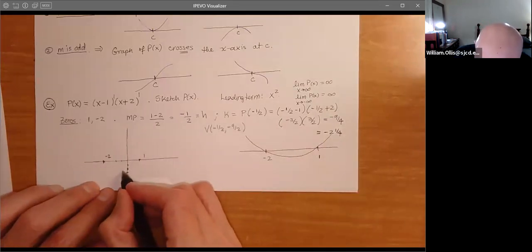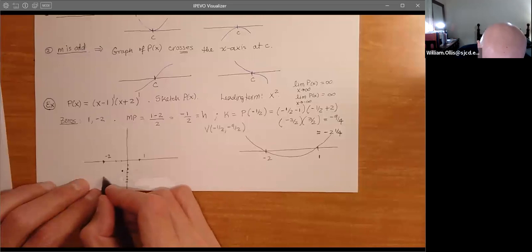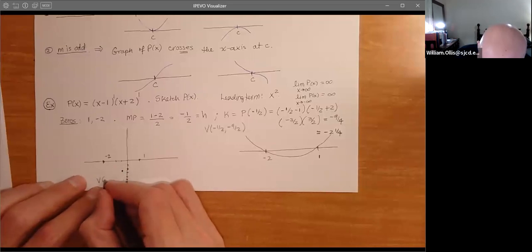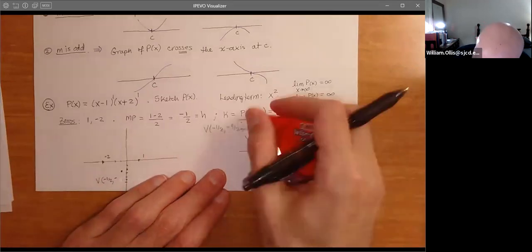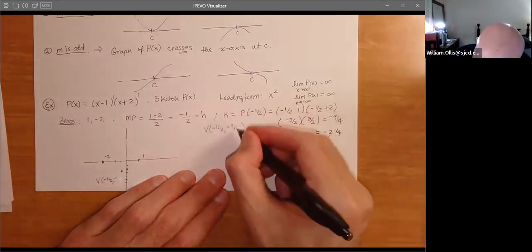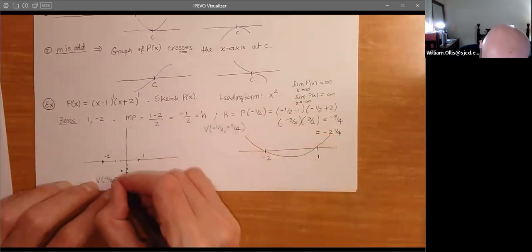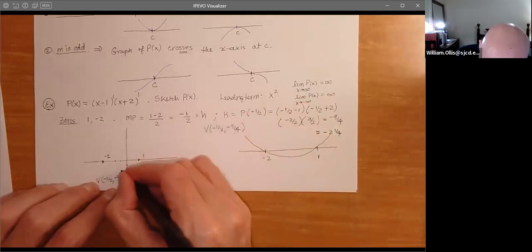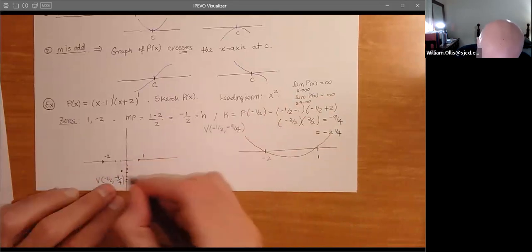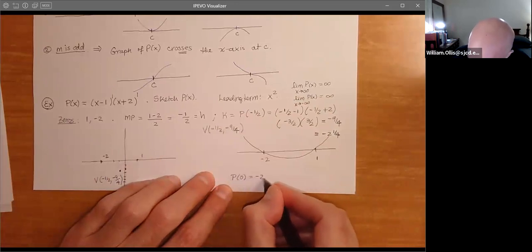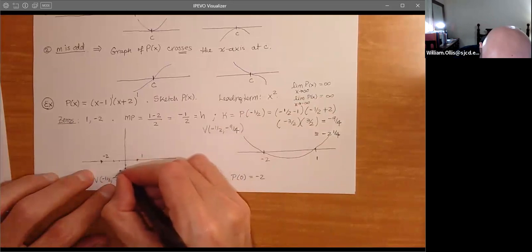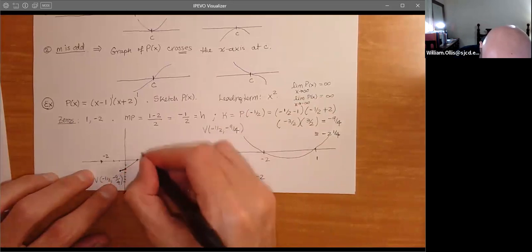So we've got a 1, a 2. So we're about right here. Yeah, that looks a little bit better. So we have vertex. And let's see, we've got -1/2. So again, this is extra that we get. And I'll go ahead and make the change here. 4. And so we'll cross through, and we can just say here, notice P of 0 equals -2. So we can go ahead and sketch this.